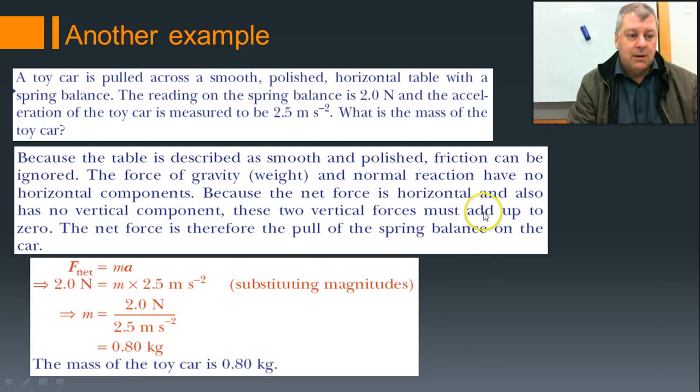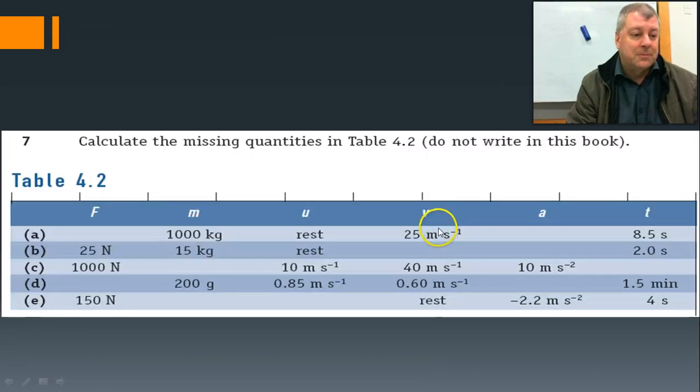Hopefully you understood that. Pause it and read through that again if you're not. Basically what this is saying is that other than the horizontal forces, all the vertical forces cancel each other out, plus we can ignore air resistance because it's smooth and polished.